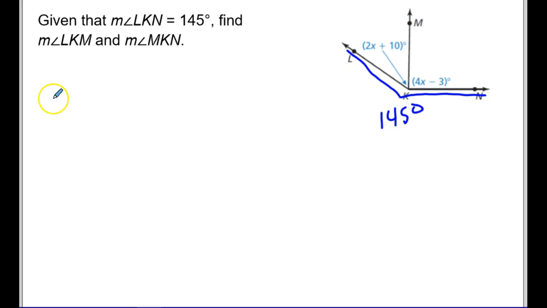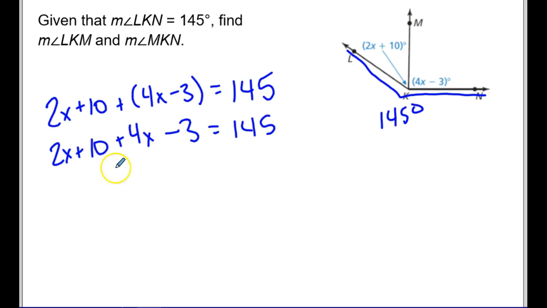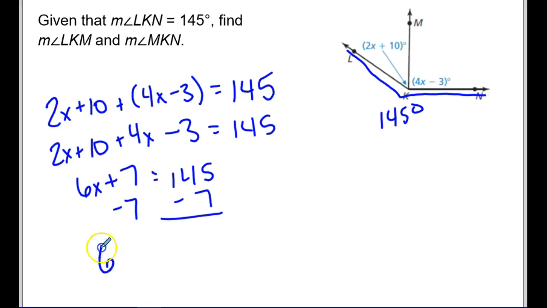Because of my angle addition postulate, I know I can take 2x plus 10 plus 4x minus 3 equals 145, because I can add these two pieces together and it gives me the whole thing. So now let's combine like terms. I have 6x, 10 minus 3 is 7, equals 145. Now I'm solving for x, so I have to undo that 7. I subtract 7 first. So I have 6x equals 145 minus 7, which is 138.